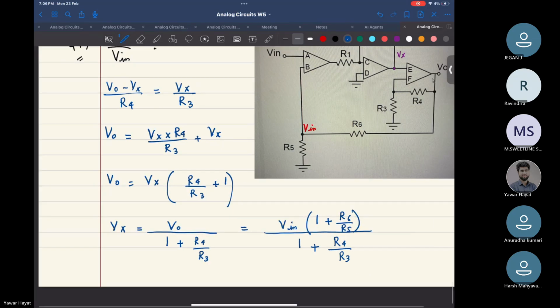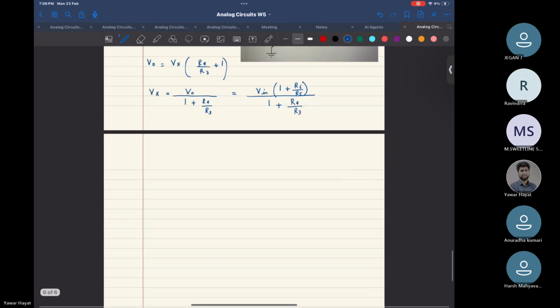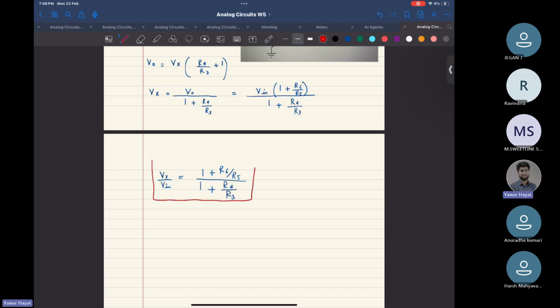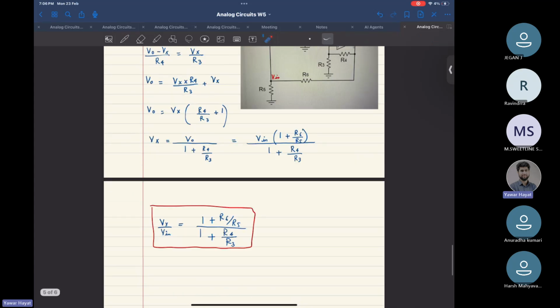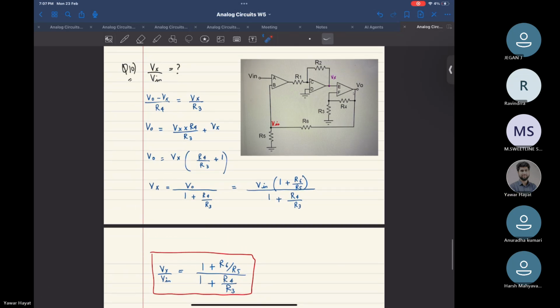Correct? Vx by V input is how much? Okay, so this would be the expression for Vx by V input. Is this clear how I did this? I hope it is.